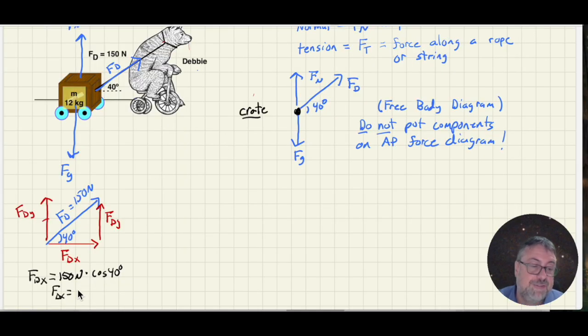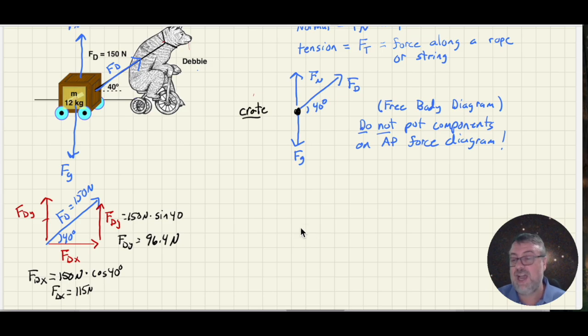That works out to be 115 newtons. And for the y, that's going to be 150 newtons times the sine of 40 degrees. So F Dy is going to be equal to 96.4 newtons. If I keep it in 3 sig figs, we might as well. So let's make this 96.4 newtons.